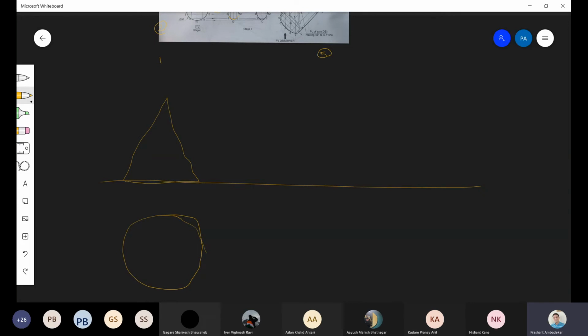आगे लिखो. In such a way that its axis makes an angle of 30 degree with the HP.